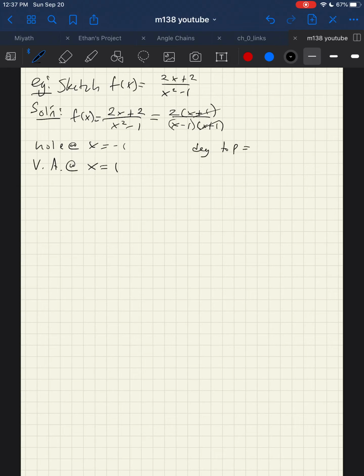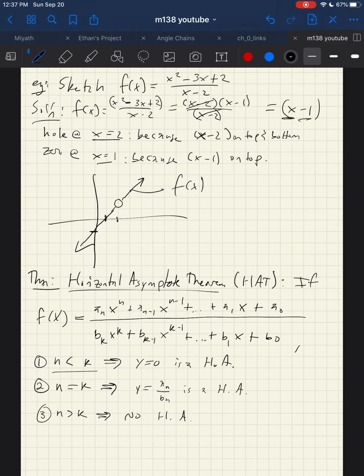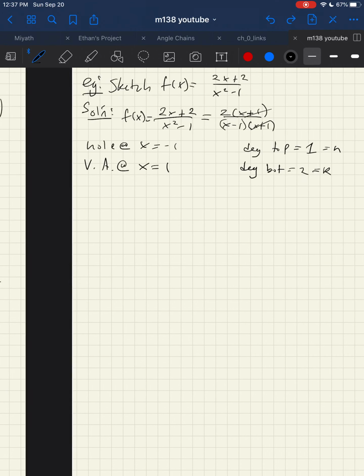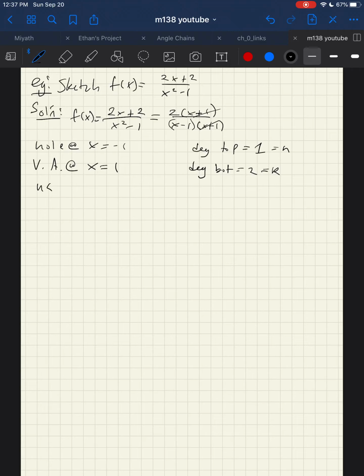Degree of the top equals 1. Degree of the bottom equals 2. So this is my n, this is my k. So n is less than k. Let's go back to the hat. If n is less than k, y equals 0 is a horizontal asymptote. N is less than k implies y equals 0 is a horizontal asymptote.